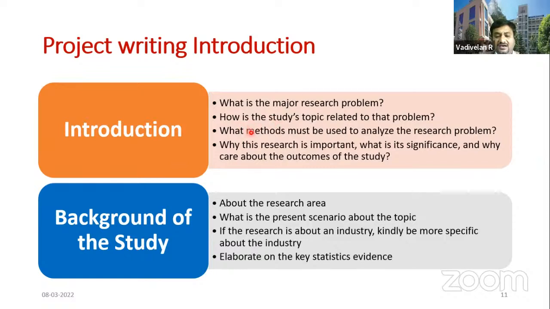And then what methods must be used to analyze the research problem? We cannot give all the methods, so the methods which are particularly related to the topic should be given. And then we should be able to mention why this research is important, what its significance is, and why we should care about the outcomes of the study.